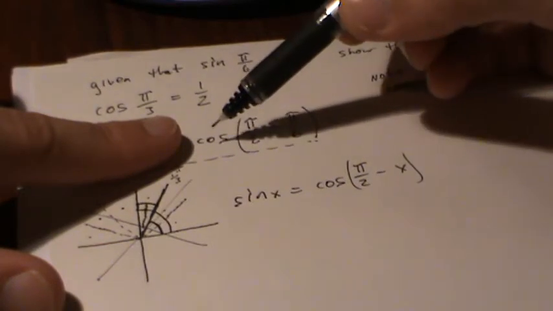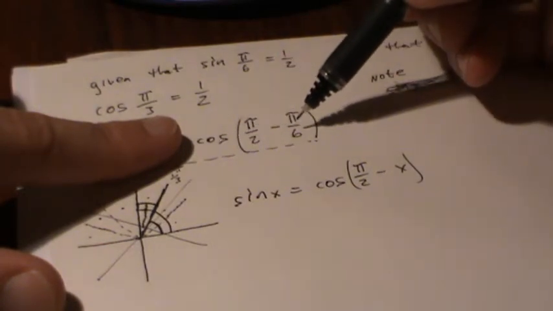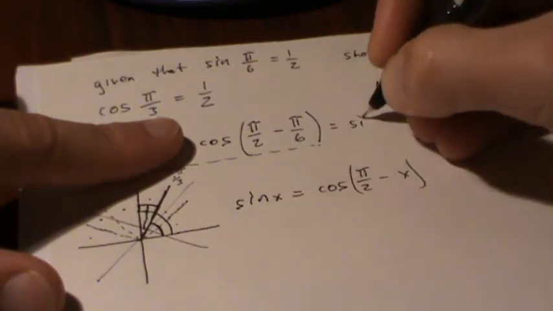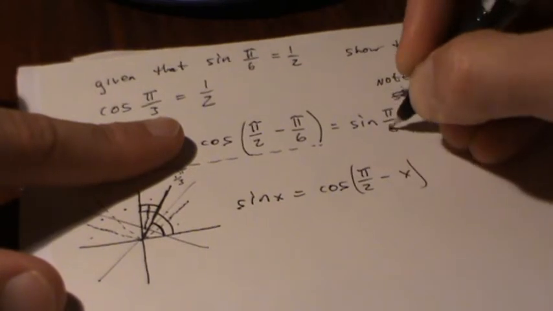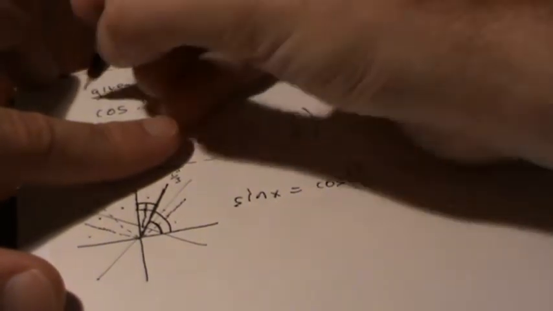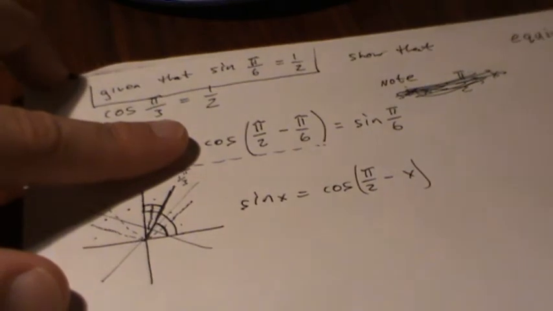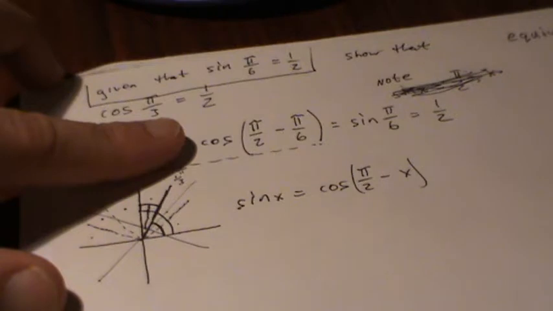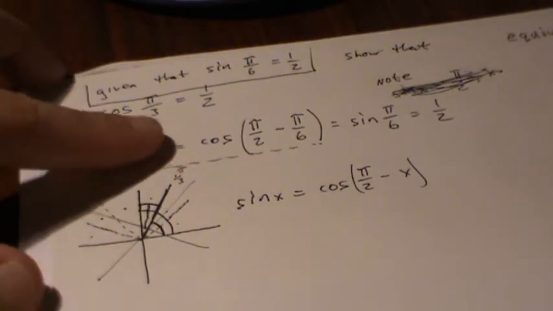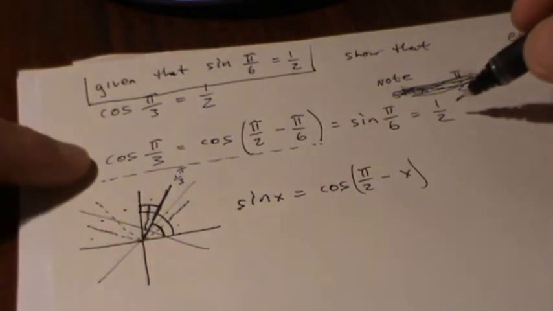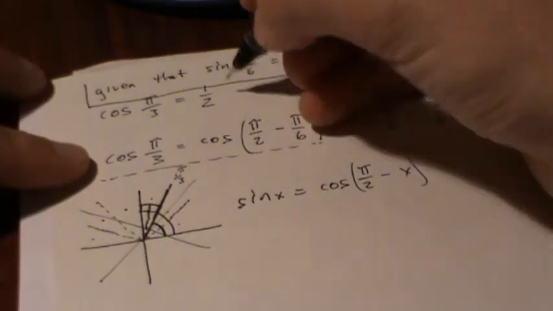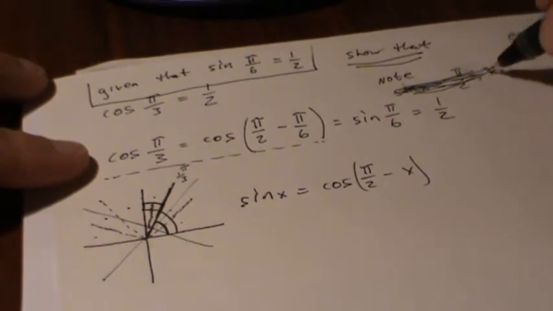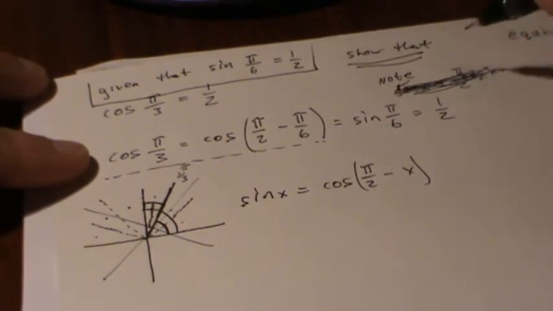Now I'm saying, okay, well, the cosine of pi over 2 minus some angle, I can rewrite that as the sine of pi over 6. But wait, the question actually told me at the very beginning that sine of pi over 6 is equal to 1/2. And so, in the end, I have shown that the cosine of pi over 3 is equal to 1/2.